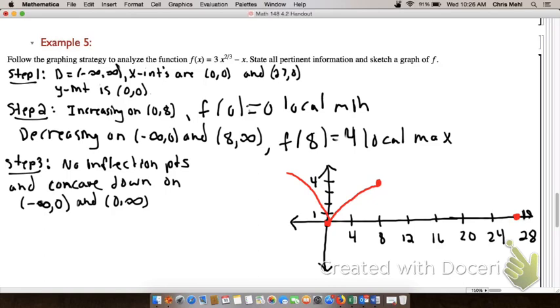So it's concave down from 0 to 8, and we also know it's increasing. You have that local min at the origin, and when you get to 8, 4 is the local max. Now the function is still concave down, but it switches to decreasing, and you decrease through your x-intercept. So the graph is going up to the left and down to the right. Okay, so there's a rough sketch of the graph of f of x, which is 3x to the 2/3 minus x.